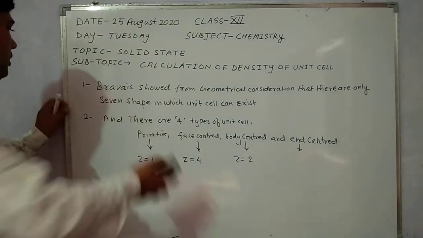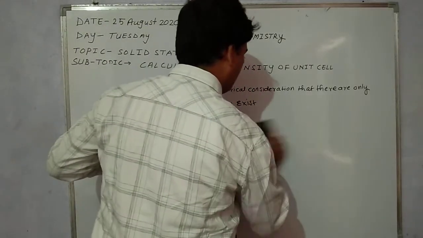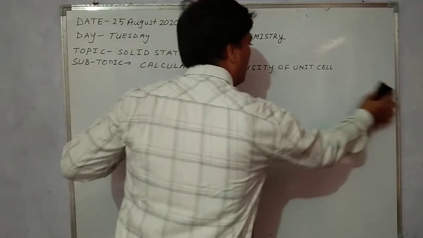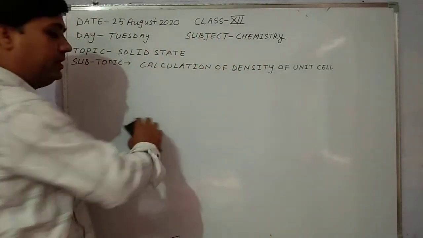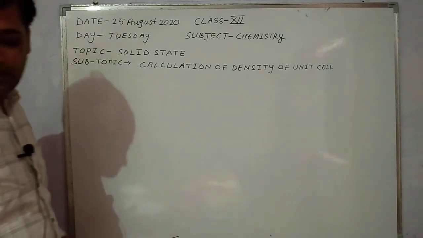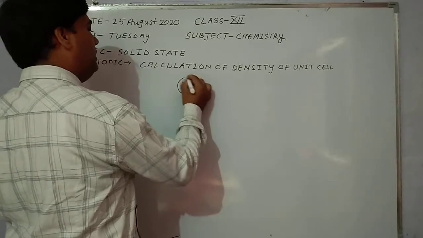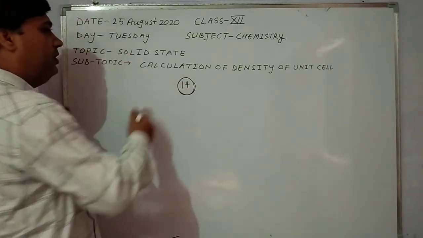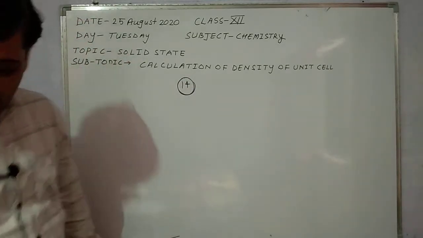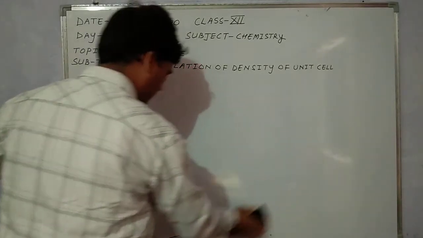So according to Bravais, there are 14 possible three-dimensional lattices called Bravais lattices. So 14 different types of arrangement of a unit cell are known as Bravais lattice or Bravais unit cell.